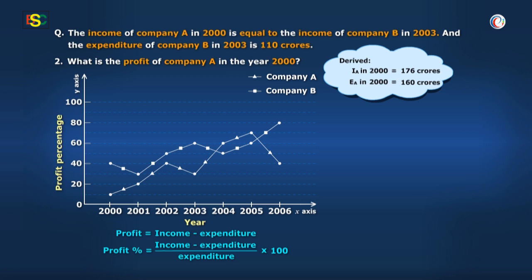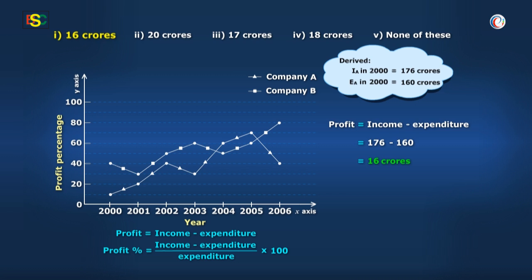Well, you did not forget this time. Good. So, profit is 176 minus 160 equal to 16 crore. Option 1 is correct.